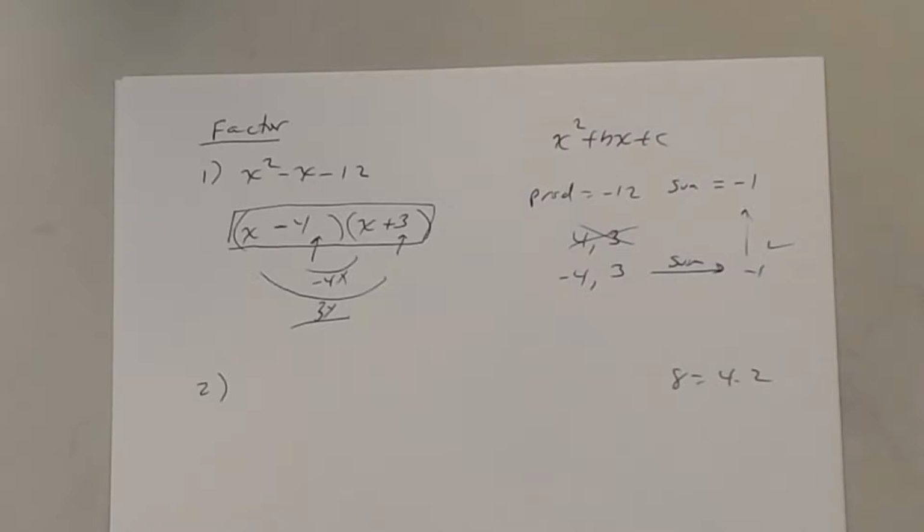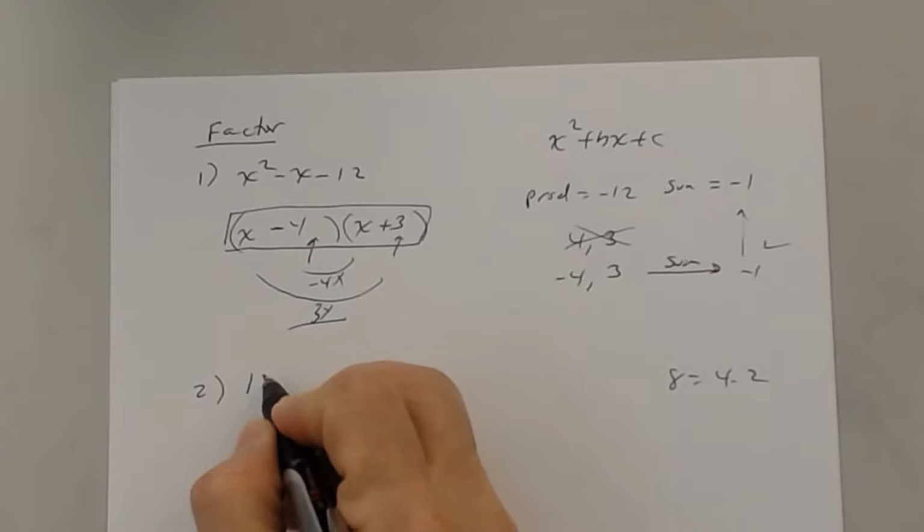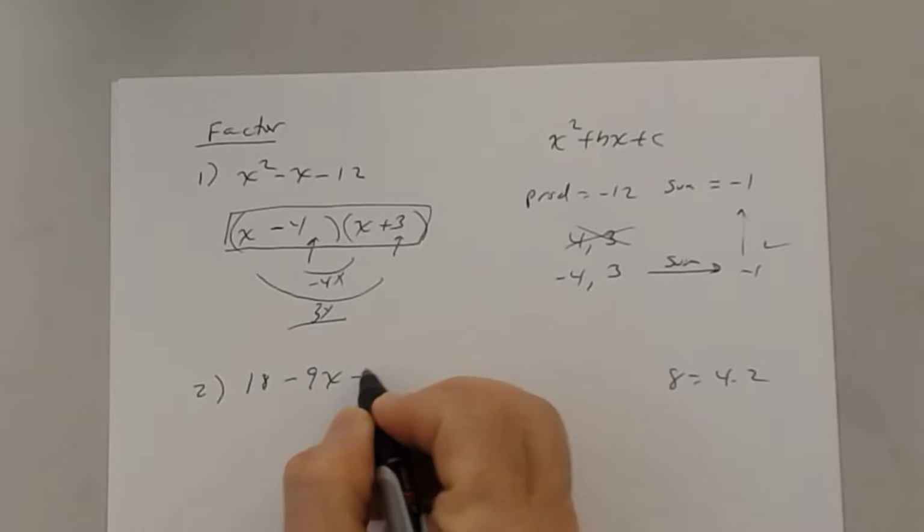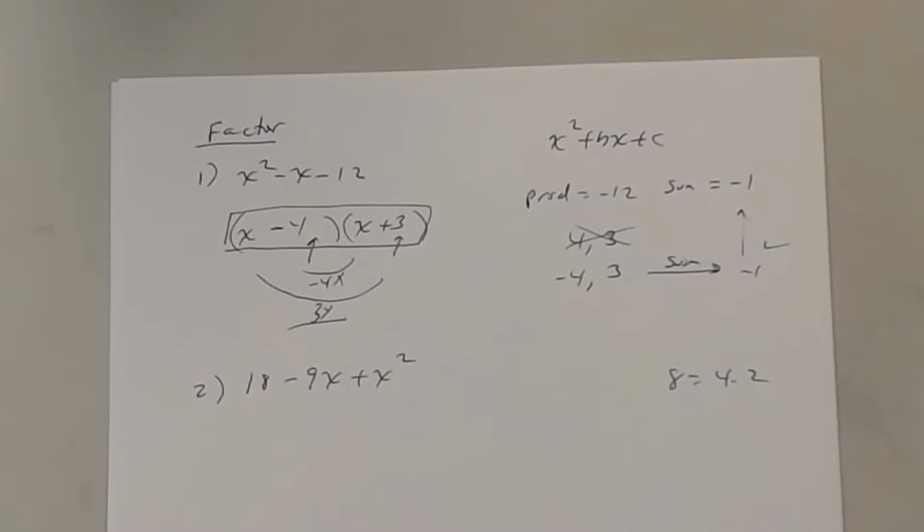So there are two factors. Number 2, 18 minus 9x plus x squared. All right, now what you're going to do there is, first of all, you can see one on my math lab and one on the worksheet that looks like that.